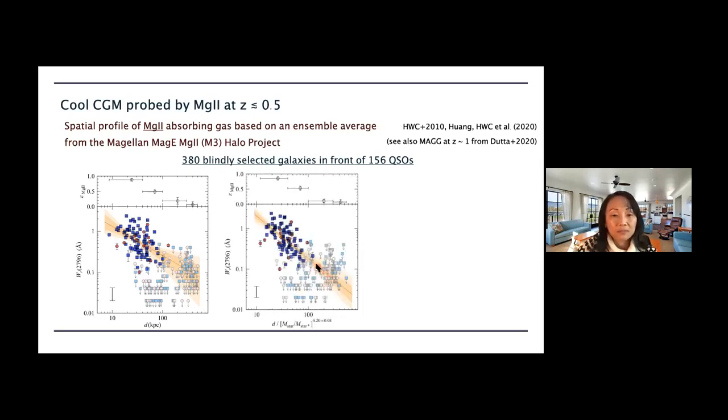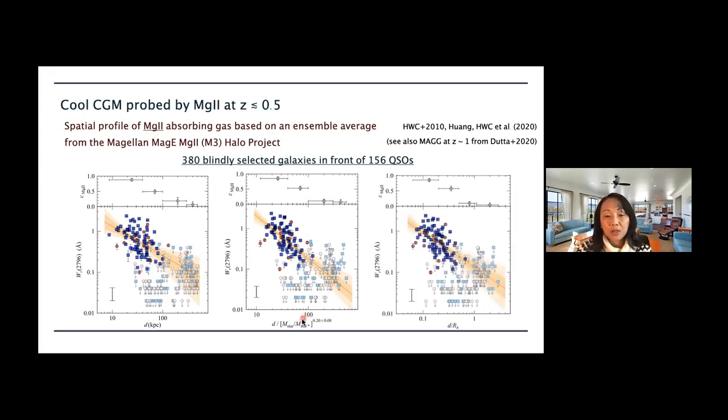And like before, we have tried to improve the inverse correlation we see here, the overall decline in the magnesium 2 strength as we move to larger distances. When we actually include the mass scaling, normalizing the projected distance by mass to account for the size scaling relation, it's clear that the inverse correlation is further tightened. And at the top, you can see that the incidence of these magnesium 2 features really declines rapidly beyond 100 kpc for a typical Milky Way type galaxy.